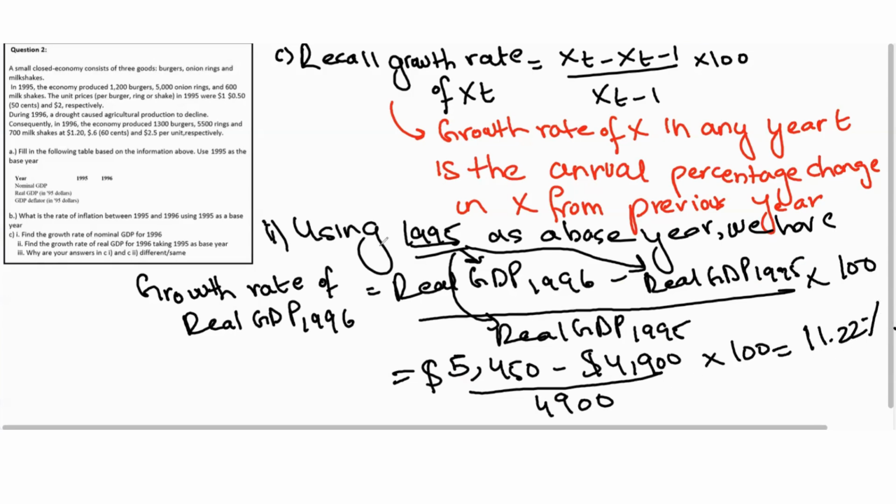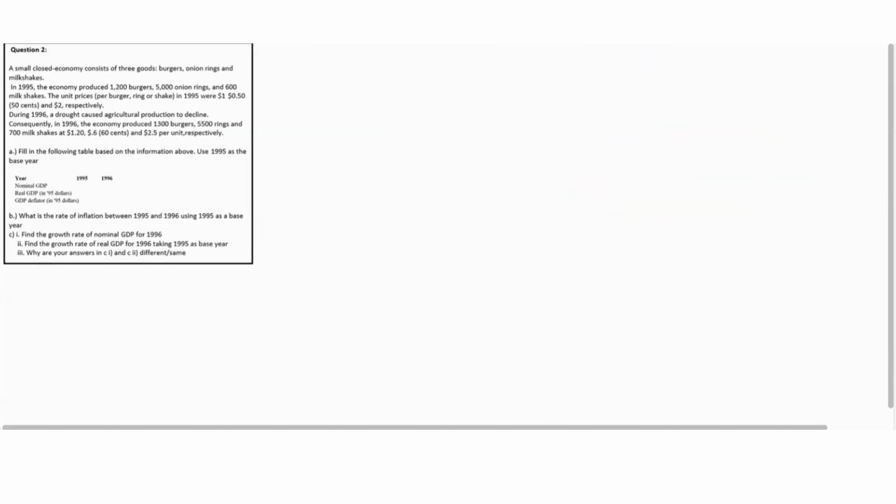So this is how we found the growth rate of real GDP, where real GDP in 1996 and real GDP in 1995 have been computed using 1995 as a base year. As you know, the value of real GDP depends upon the base year chosen. So now I want to compare the growth rate of real and nominal GDP calculated in part 3, right? For this, let's first recall something. So let's recall that number 1, changes in nominal GDP.